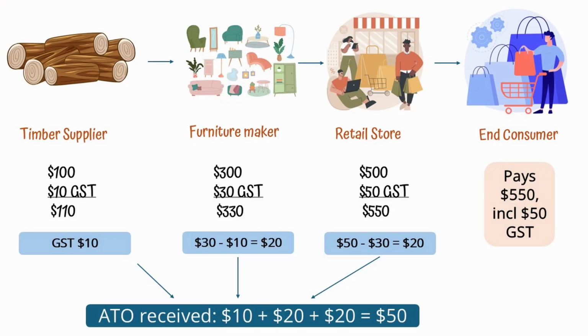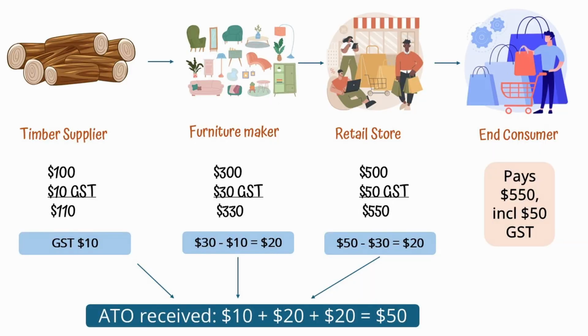GST is, in essence, a value-added tax. That means it's charged at each step of the supply chain, from the manufacturers to the wholesalers to retailers, whenever there is an added value. But ultimately, it is the end consumer who bears the cost. Businesses simply act as the middleman who collects the GST on behalf of the government. Here is how it works.